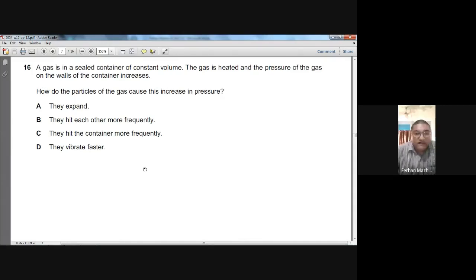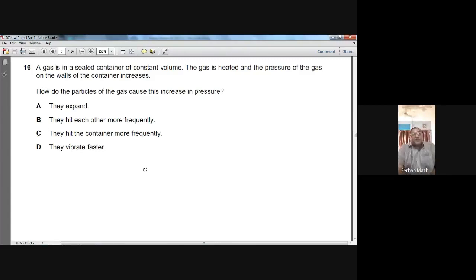One, their frequency of collision with the walls of the container increases. Secondly, now they are colliding with more force. They exert more force when they collide. That's why the pressure increases.